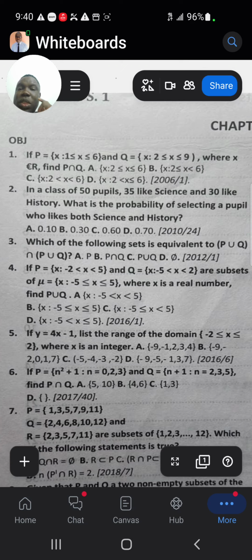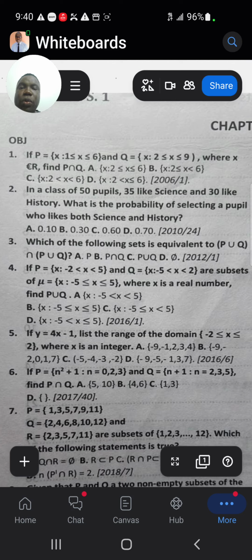Now, in this case, you would see that since it says X is greater or equal to 1, that means 1 is included. And since it says X is less or equal to 6, that means 6 is included. So that means we're going to go from 1, 2, 3, 4, 5, 6. So X is 1, 2, 3, 4, 5, 6. I'm going to put that on the board.